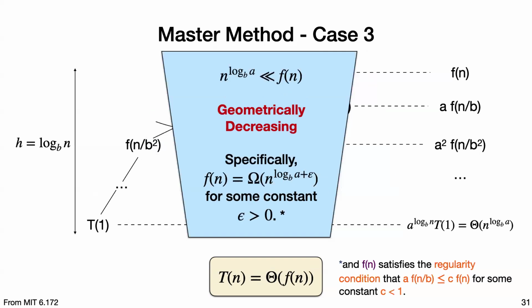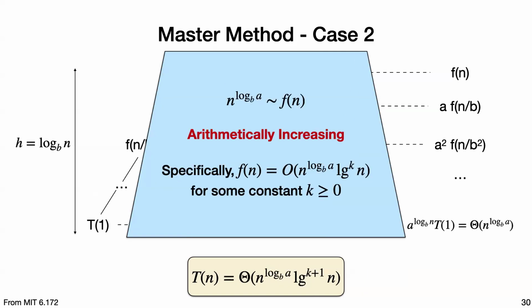And then finally, the last one is geometrically decreasing, which is that the number of leaves is much smaller than... Oh, yeah, so f of n is this thing, like log number of leaves times log to some power. And you have to do this at every level of the tree, and so there are log levels. So that's why it's +1.